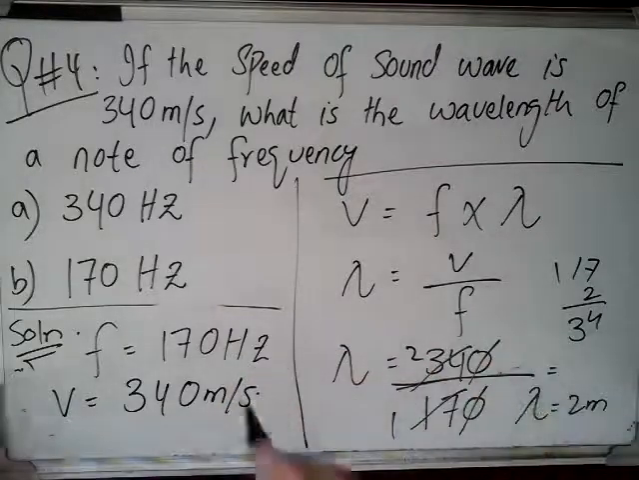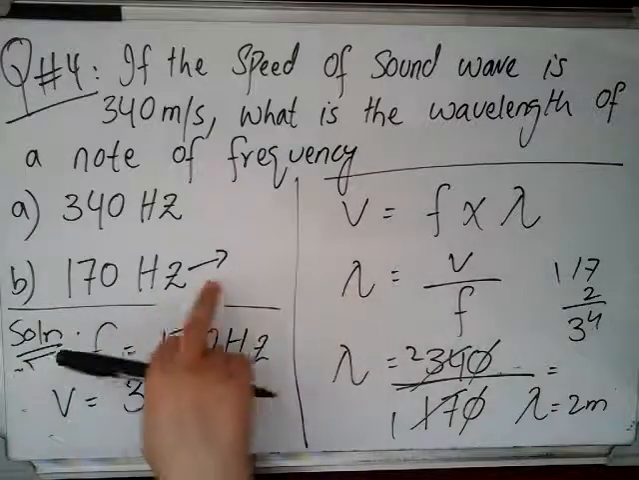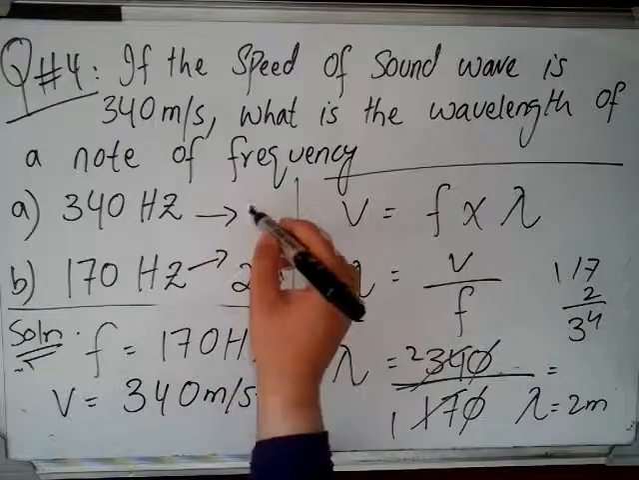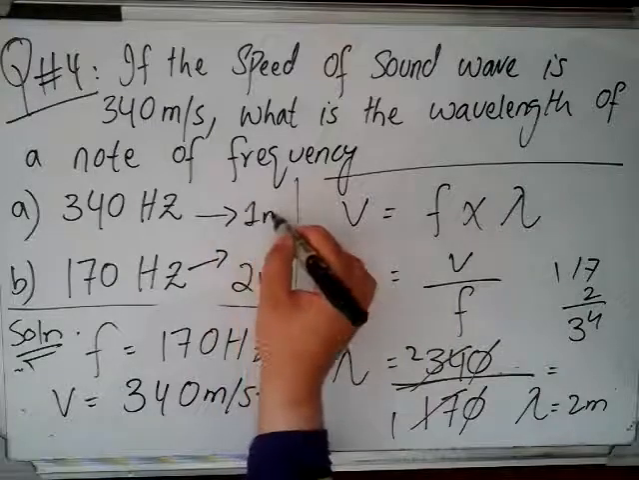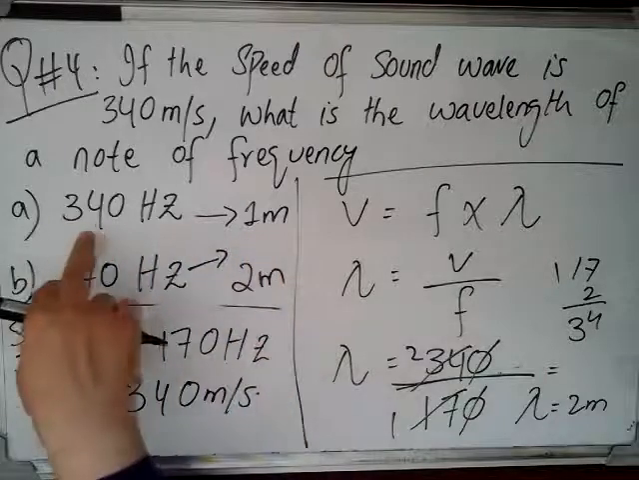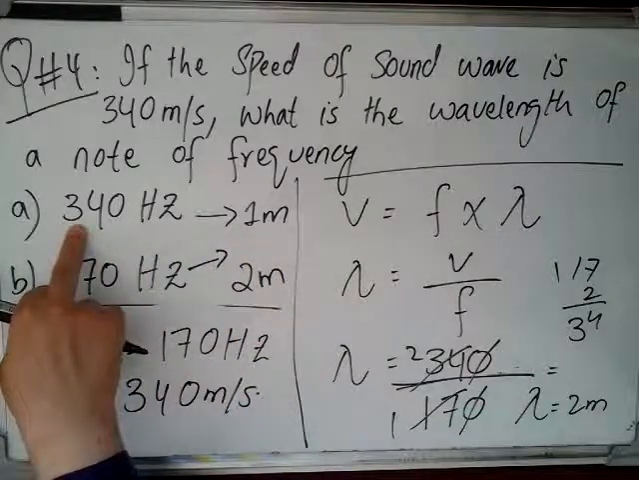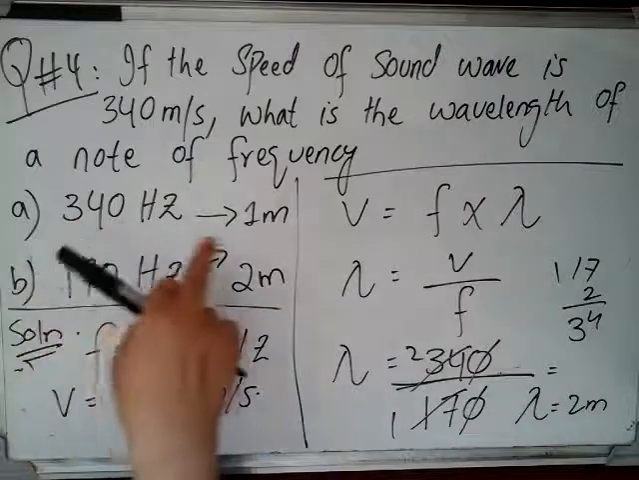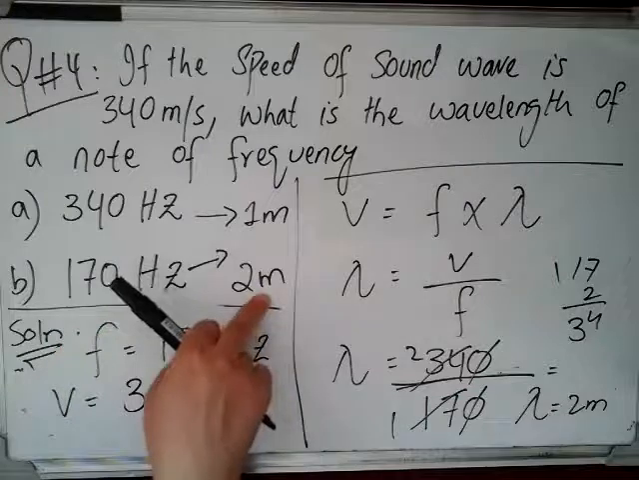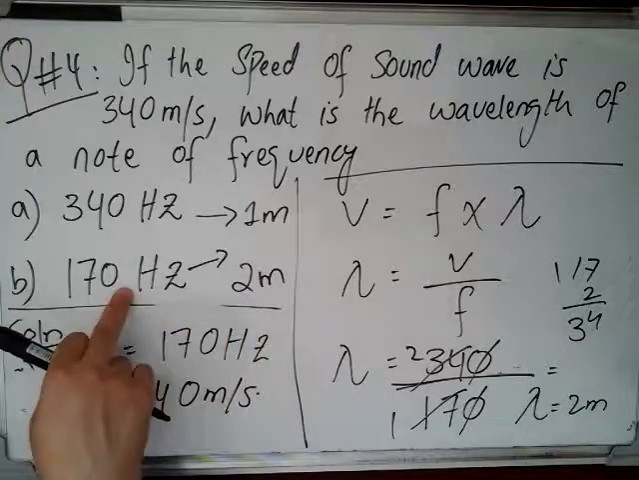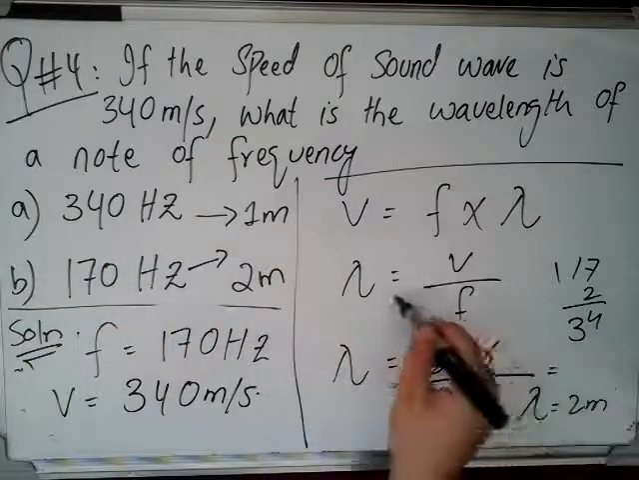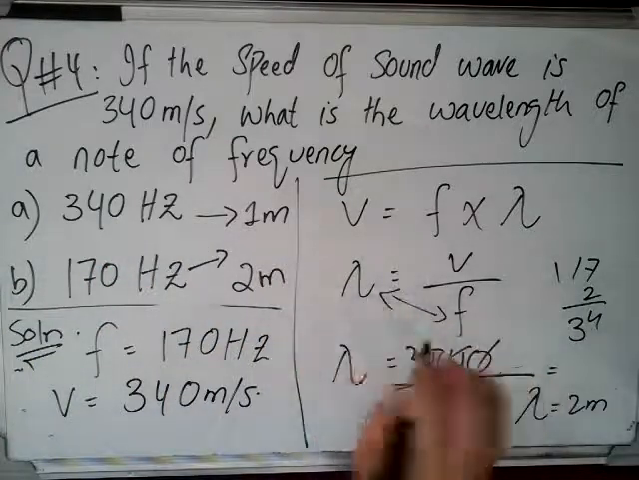So the second wave has a greater wavelength, that is 2 meter, and the first wave has a smaller wavelength, that is 1 meter. You can see that the wave having 1 meter wavelength has quite a higher frequency, and the wave having the greater wavelength has a lesser frequency as compared to the first one. So wavelength and frequency have an inverse relation.